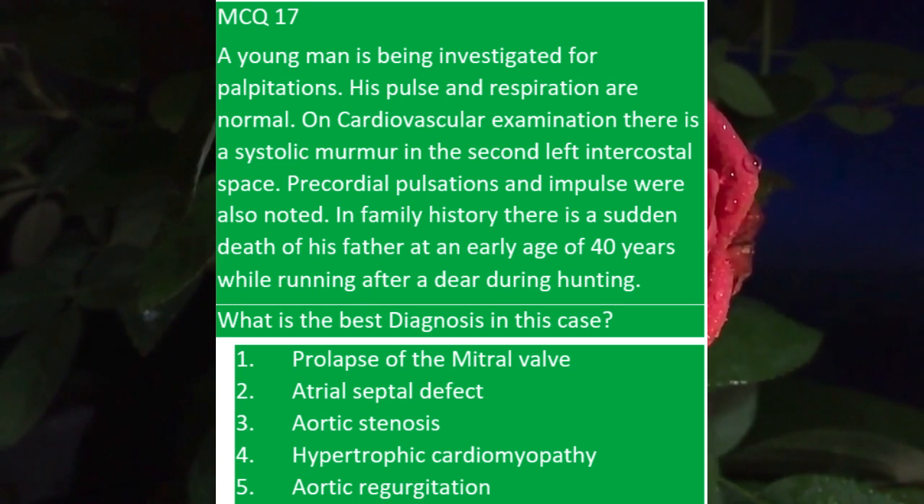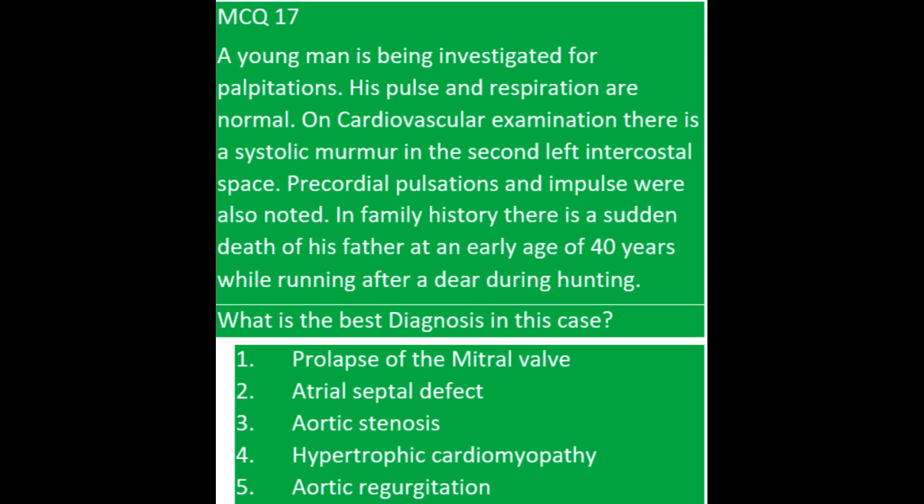MCQ 17. A young man is being investigated for palpitations. His pulse and respiration are normal. On cardiovascular examination, there is a systolic murmur in the second left intercostal space. Precordial pulsations and impulse were also noted. In family history, there is a sudden death of his father at an early age of 40 years while running after a deer during hunting. What is the best diagnosis in this case?